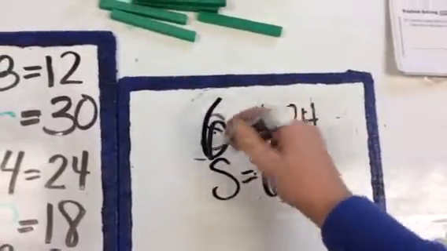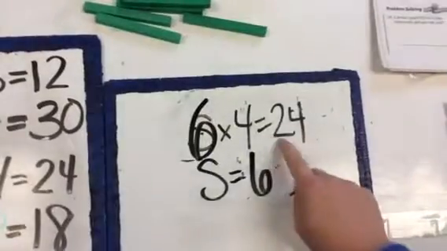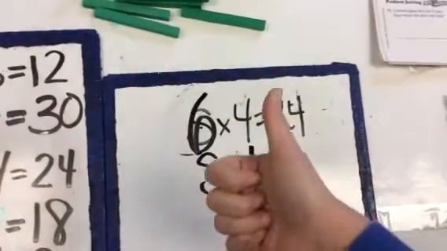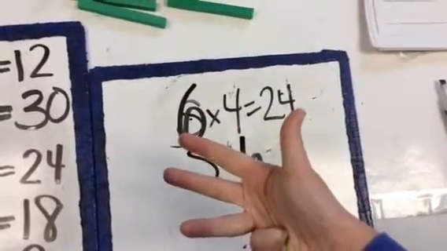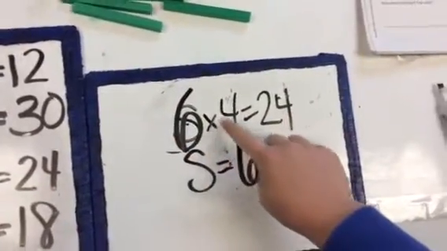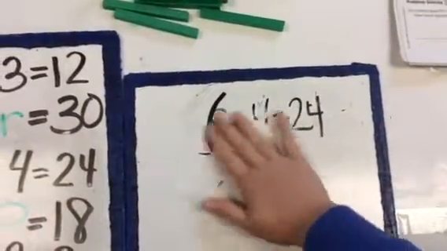If I put 6 in here, let's see if it's correct. Let's sing my 6's song till I have 4 fingers and see if I get to 24. 6, 12, 18, 24. Yep. When I sang my 6's song and I had 4 fingers up, I was saying 24. So I know that's correct.